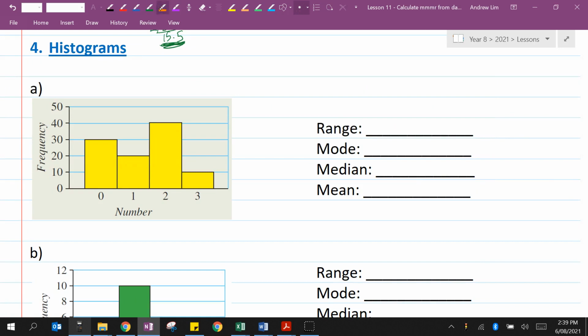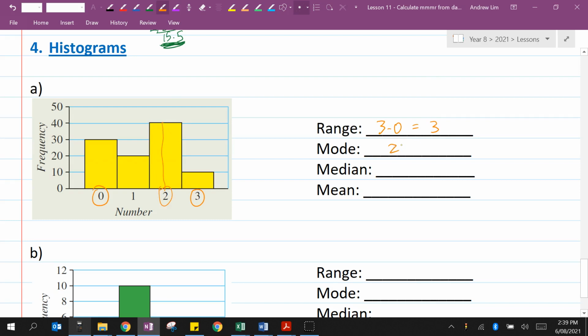So the range for question A, this is the highest score. This is the lowest score. 3 minus 0, again, 3. The mode, which one occurs the most often? Well, 2 does.